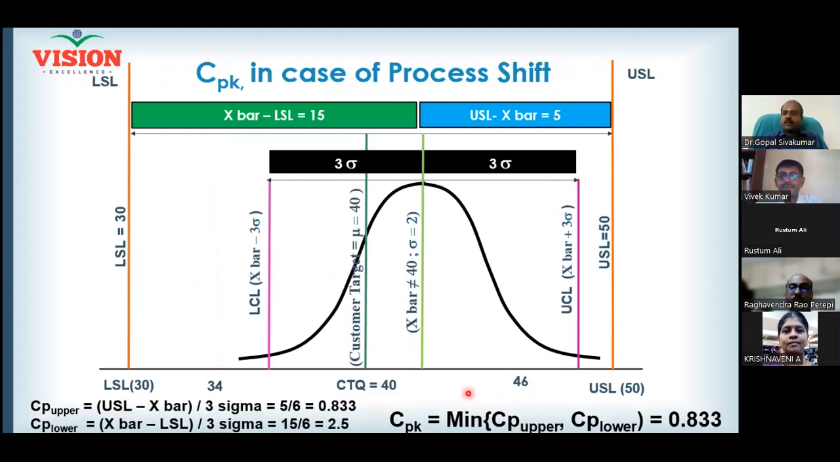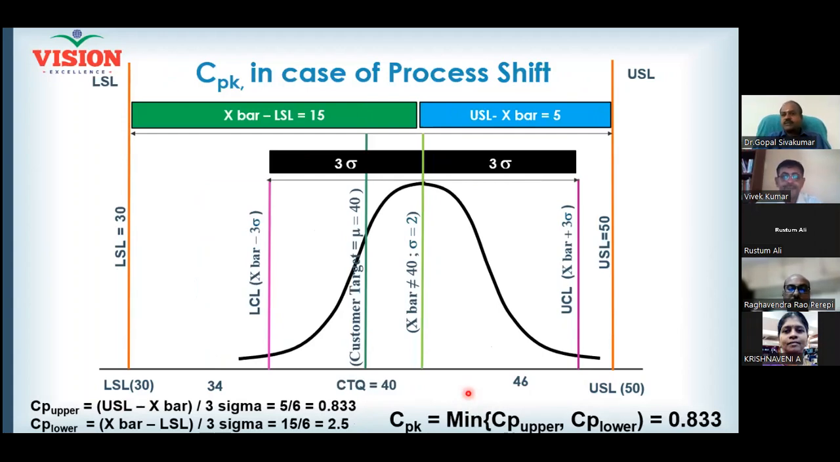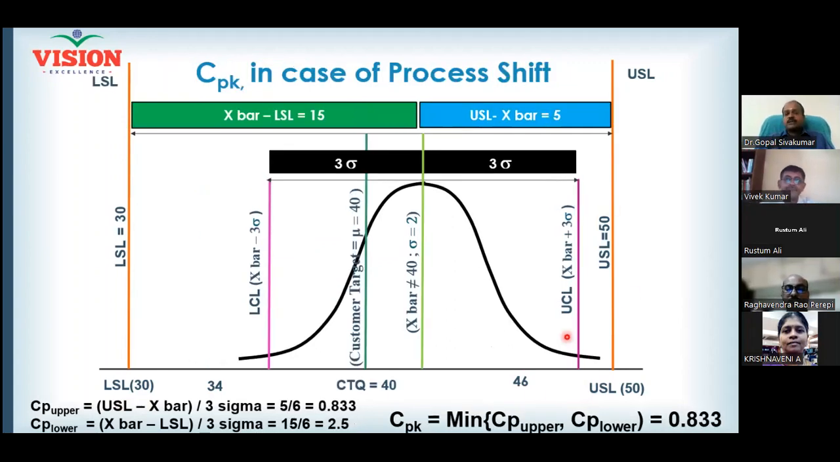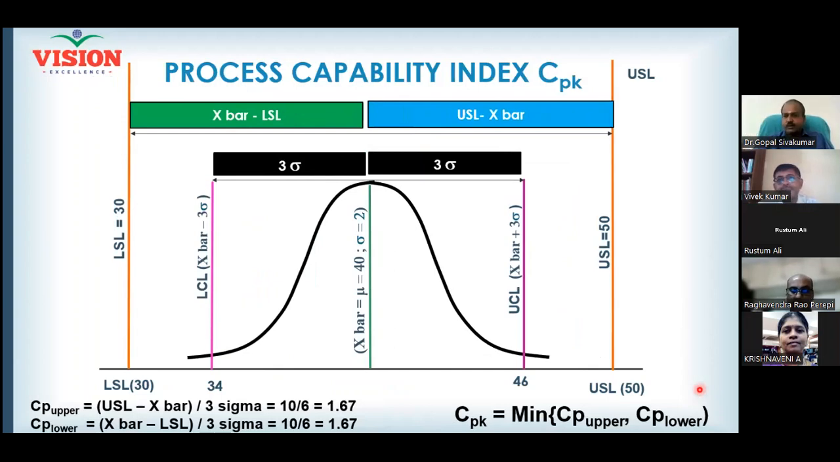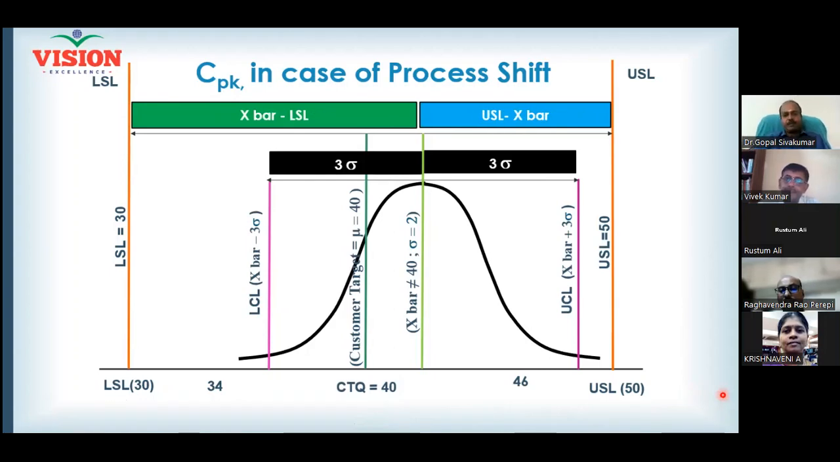And now see here, the process has shifted. In this condition, what is the CPK? 1.67. The process is shifted. Can you notice the blue bar reducing in size? All of you? Yes, sir. Now it is going down. So as a result, CP upper is going down. As a result, CPK becomes 0.833. A process with a capability of 1.67 has lost its capability, and CPK becomes 0.833. So process shifting will get captured by the CPK.